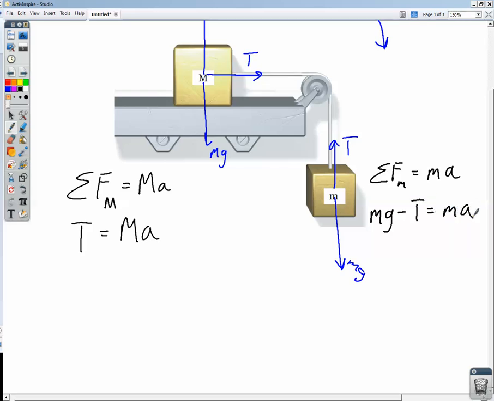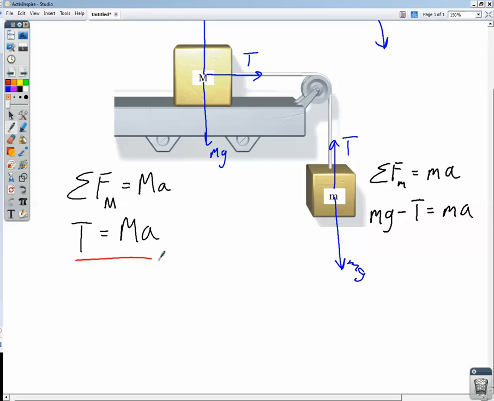So, things that we can solve for. First off, what's most important in most people's minds is going to be the acceleration of the system. So we want to solve for a, which means we need to get rid of T. Well, we already have an equation that's solved for T in terms of big M and a.